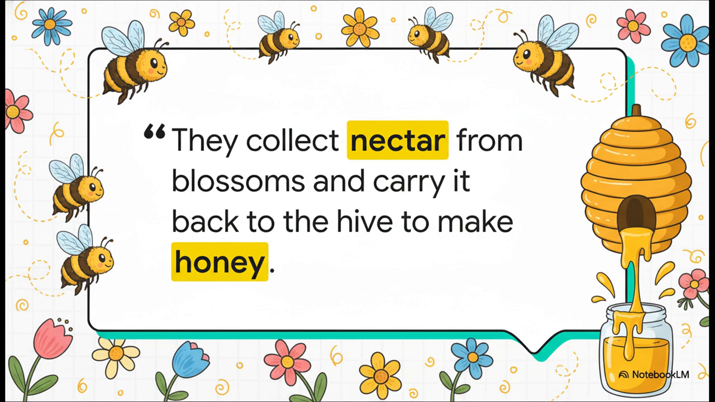Look at this sentence. It says, "They collect nectar from blossoms and carry it back to the hive to make honey." Nectar. What could that be? Well, look at the clues. The sentence says they use it to make honey. That's a huge clue, right? It totally helps us guess that nectar must be that sweet, yummy liquid that bees get from flowers. See? You did it. Case closed.